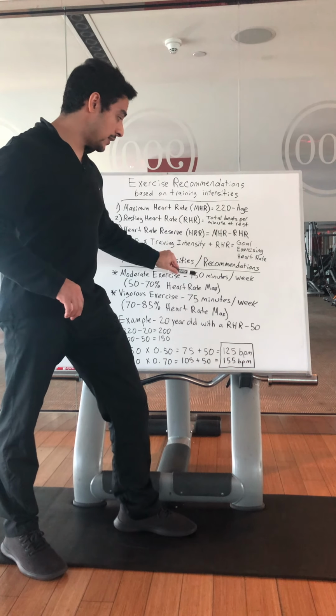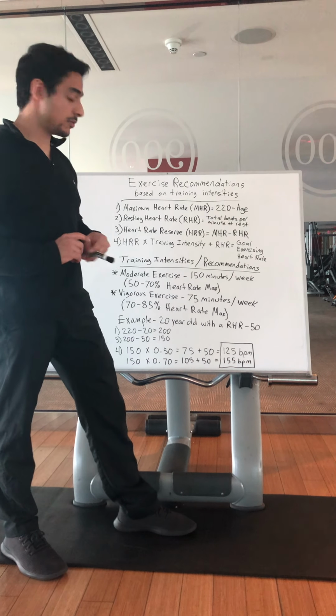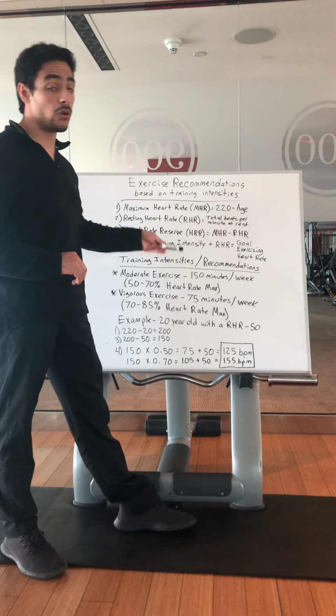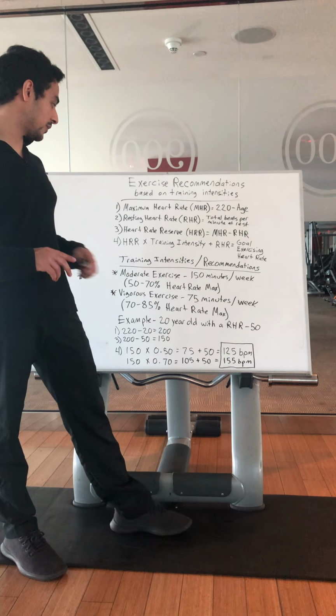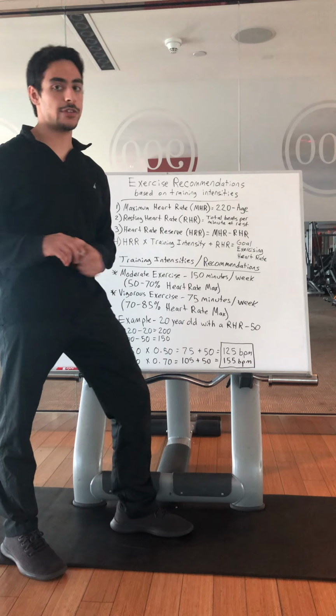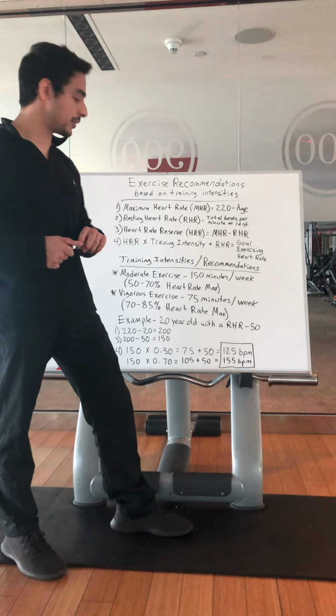With this being said, for weight loss, they recommend you double each number. So that would be 300 minutes per week of moderate exercise and 150 minutes per week of vigorous exercise.